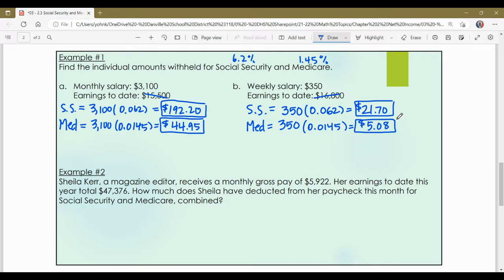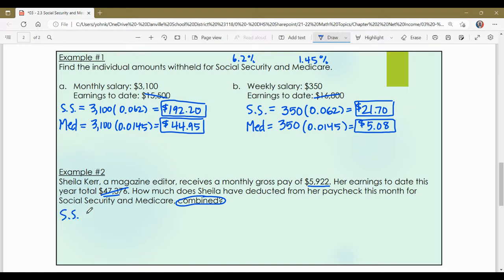All right, let's do number 2. Sheila Kerr is a magazine editor, receives a monthly gross pay of $5,922. Her earnings to date this year total $47,376. How much does Sheila have deducted from her paycheck this month for Social Security and Medicare combined? Okay, so that means I got to add them in the end. All right, well, her year-to-date total is less than $97,500, so we're fine.